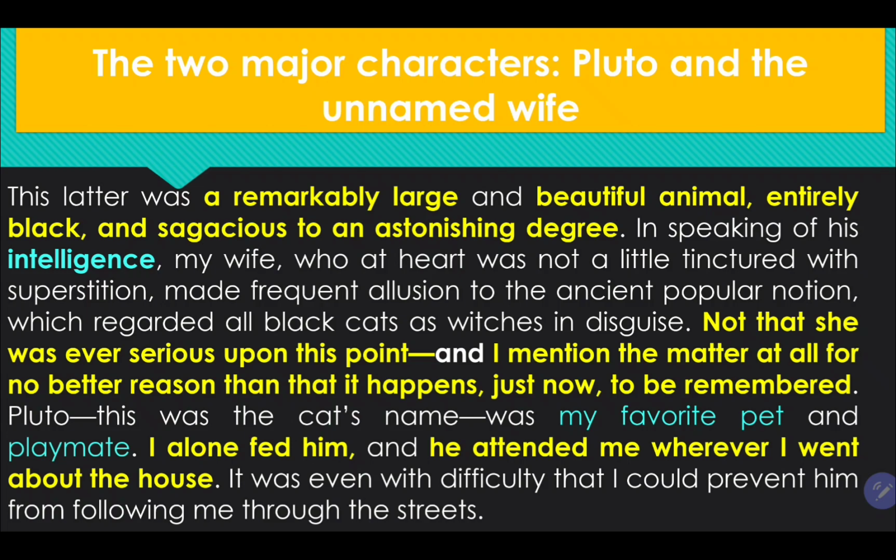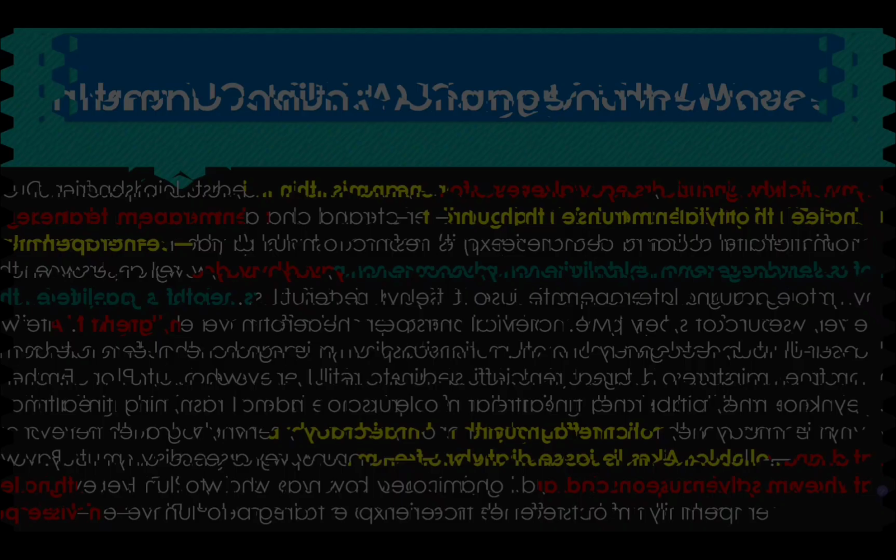In the next paragraph, the narrator introduces his wife in more detail, and besides, we have the introduction of the second major character, which is Pluto. The same style is followed here. The narrator adopts the emotional style when he describes the cat and the wife.